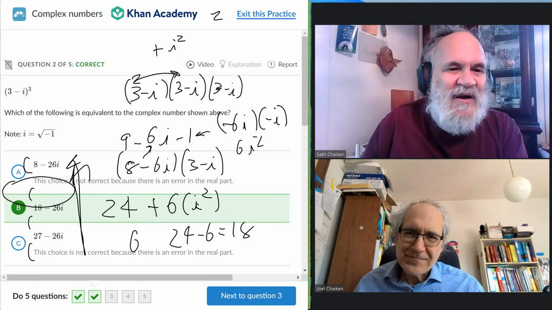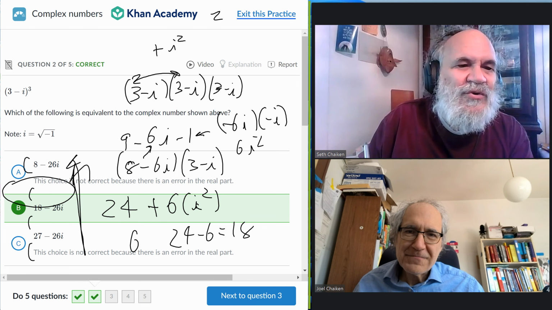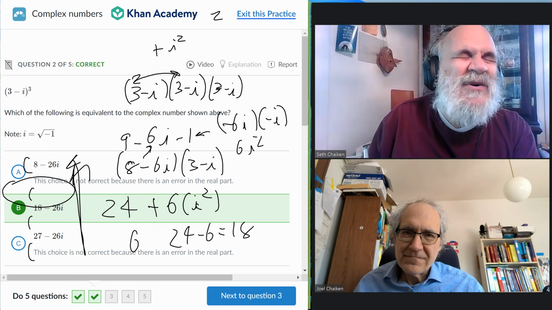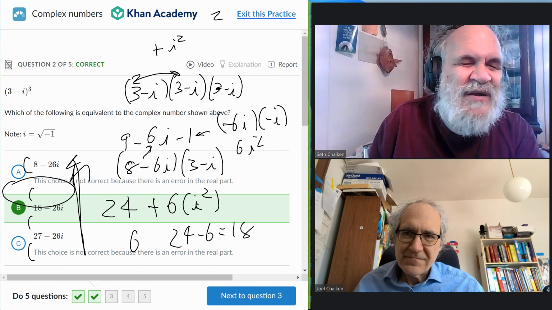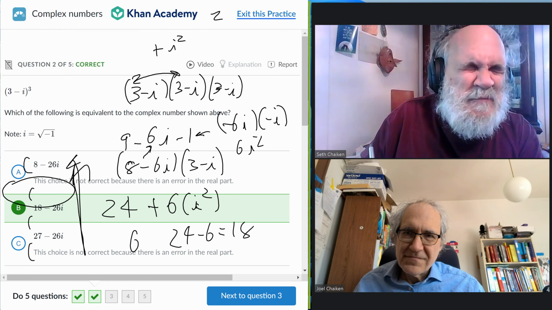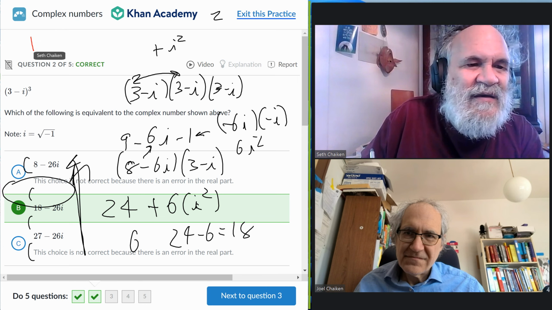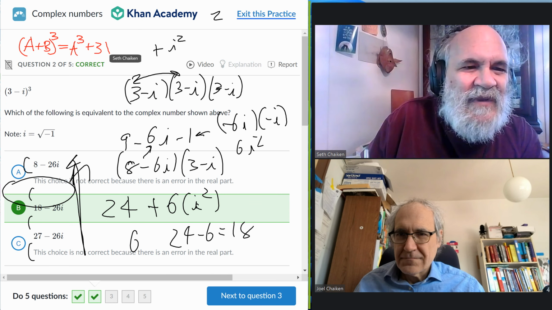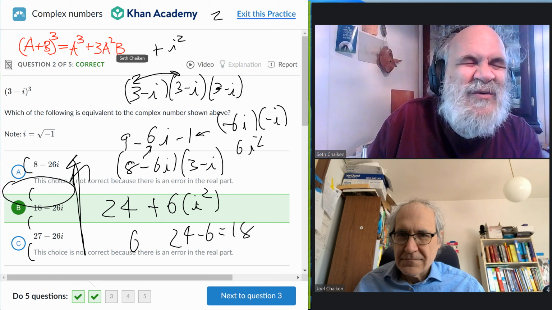Okay. Here's my idea. So maybe you use another color. I will use the binomial theorem and my memory of what the binomial theorem says when the exponent is 3. So I will write down a plus b to the third power equal to a to the third plus 3a squared b.